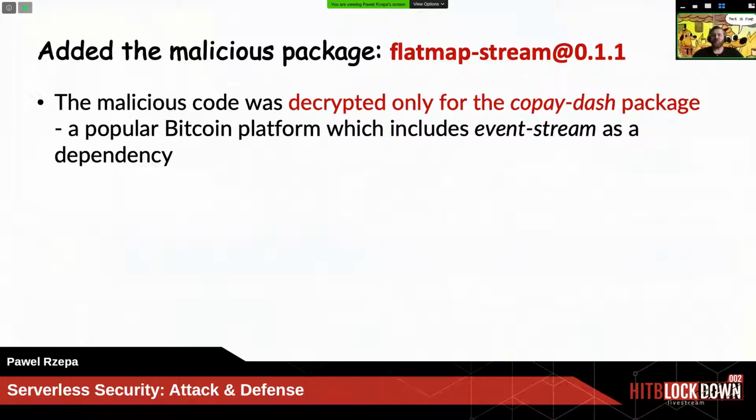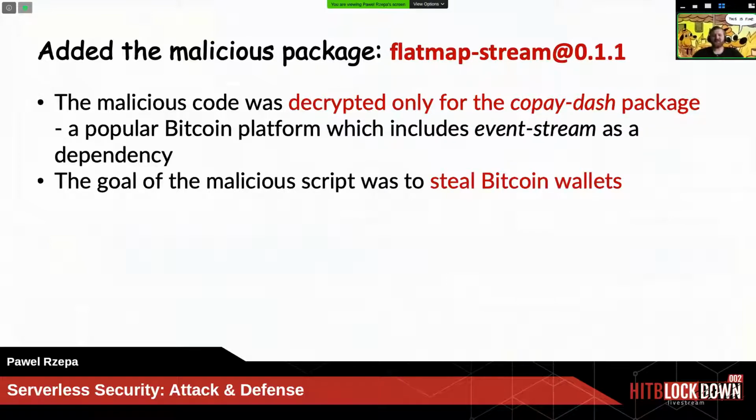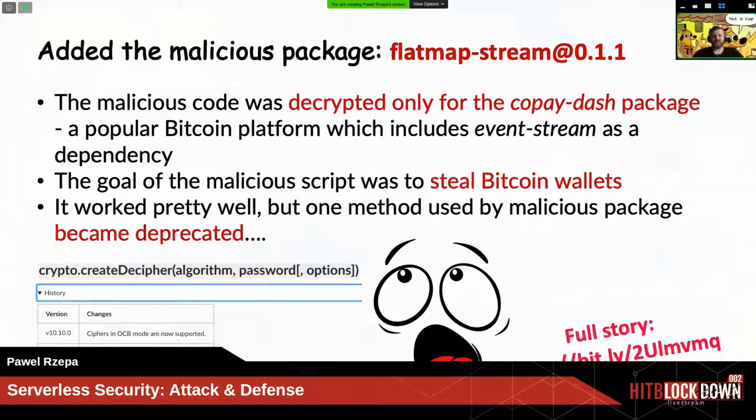Because one of the methods used by flatmap-stream became deprecated, all the applications that used the event-stream with the malicious flatmap-stream dependency were notified about the deprecated method, and this was the method related to crypto. So people were pretty scared, since they were not using any crypto. Why were those warnings coming to them?